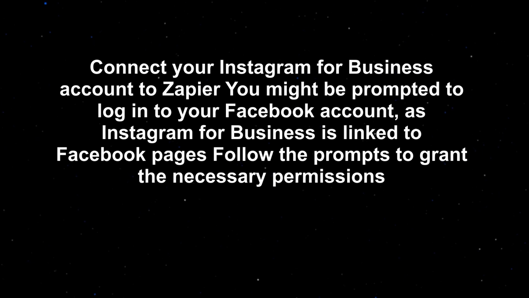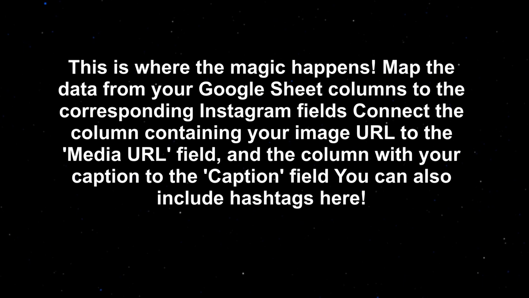Connect your Instagram for Business account to Zapier. You might be prompted to log into your Facebook account, as Instagram for Business is linked to Facebook pages. Follow the prompts to grant the necessary permissions. This is where the magic happens.